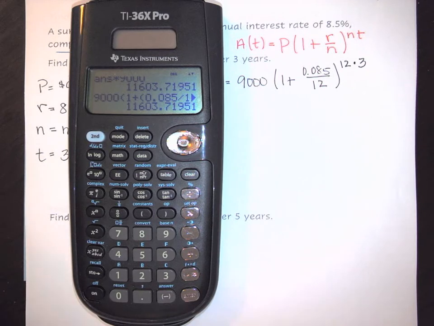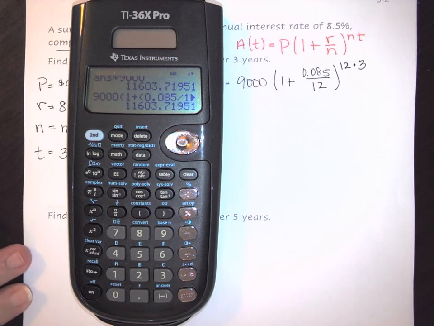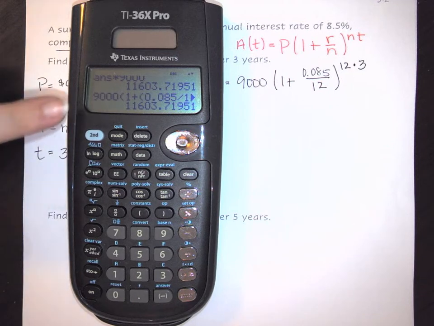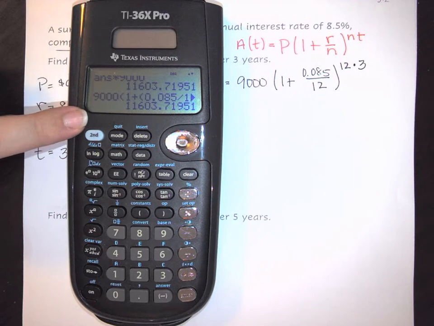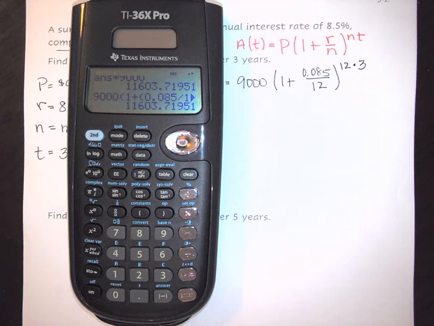So whether you are entering it all in at once or doing it step by step does not matter. You should get the same answer either way. But always be sure to check your work. In other words, if you're going to enter it all in at once, make sure you enter it more than once. Verify that your answers are coming out the same, which will alleviate any potential calculator errors that you may have.